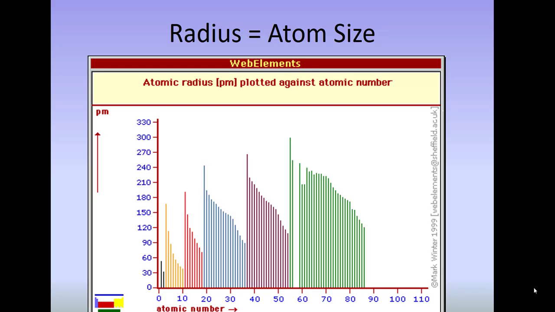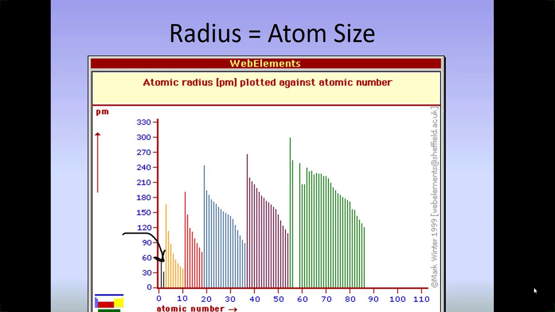All right, let's come to atom size. So atom size is measured through the radius, and here we have a chart that is measuring the radius versus the atomic number. So looking at the atomic number, which atom is the smallest? So the smallest radius would be this little green second one right here. So that would be the element helium. So helium is the smallest atom.